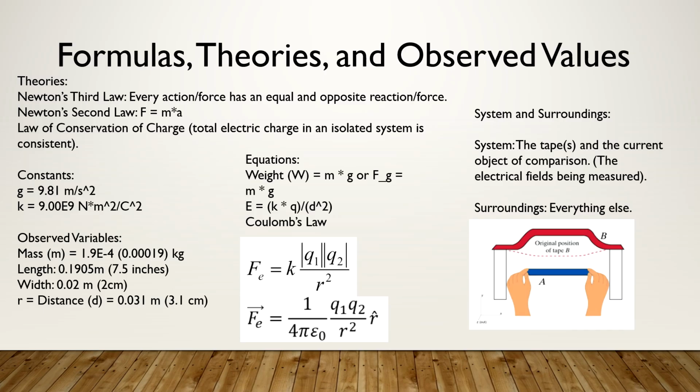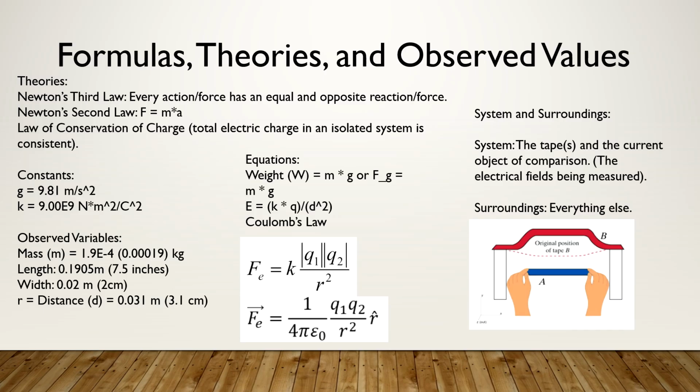Next, we have Newton's second law, which is F equals ma, which we will then use to make F equals mg, which is just the gravitational force being exerted on the tapes as compared to the electrical force. We then have law of conservation of charge, which is within an isolated system, the total electric charge should stay consistent. Next, we have our constants with gravity and k, with k just being the constant for 1 over 4 pi epsilon naught, just simplified.